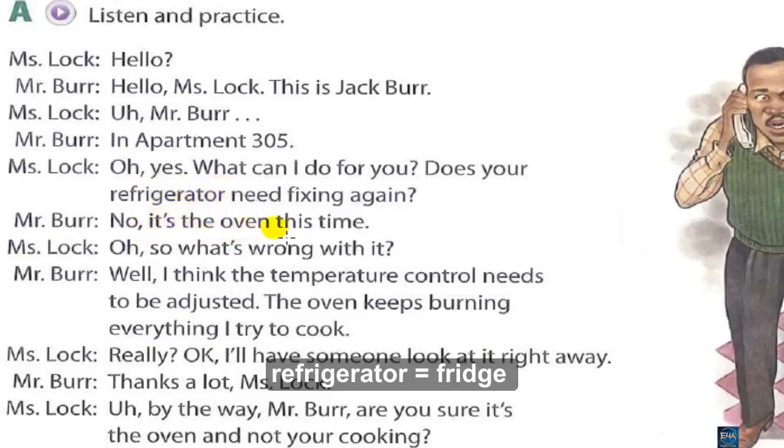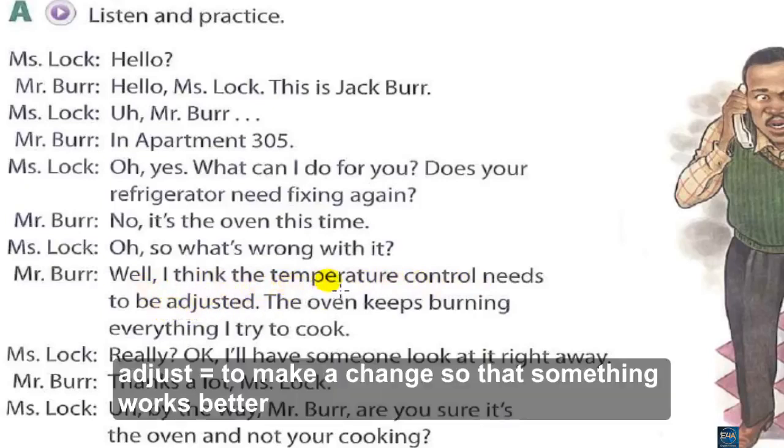No, it's the oven this time. Oven. So, the oven. The cooker. The oven of the cooker. Oh, so what's wrong with it? Well, I think the temperature control needs to be adjusted. The temperature control needs to be fixed. Adjusted, fixed. The oven keeps burning everything I try to cook.